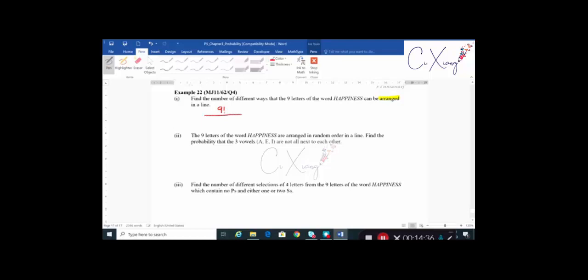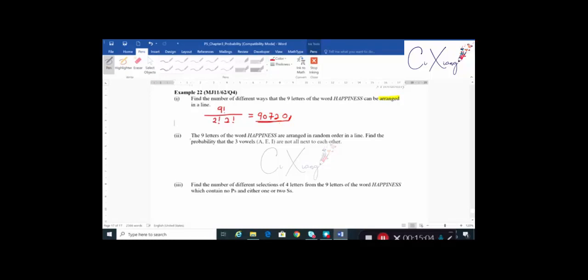But from the 9 letters here, there are some repeated letters. So I can see that you're having 2P and also 2S. So when you're having 2P, you need to divide it by 2 factorial. When you're having 2S, you also need to divide it by 2 factorial. So this is how you get the number of permutations. So 90720.